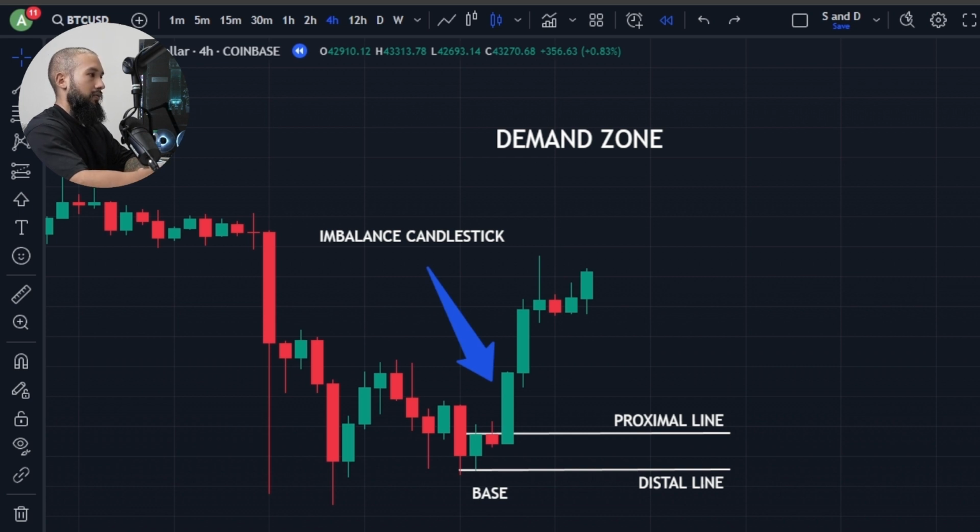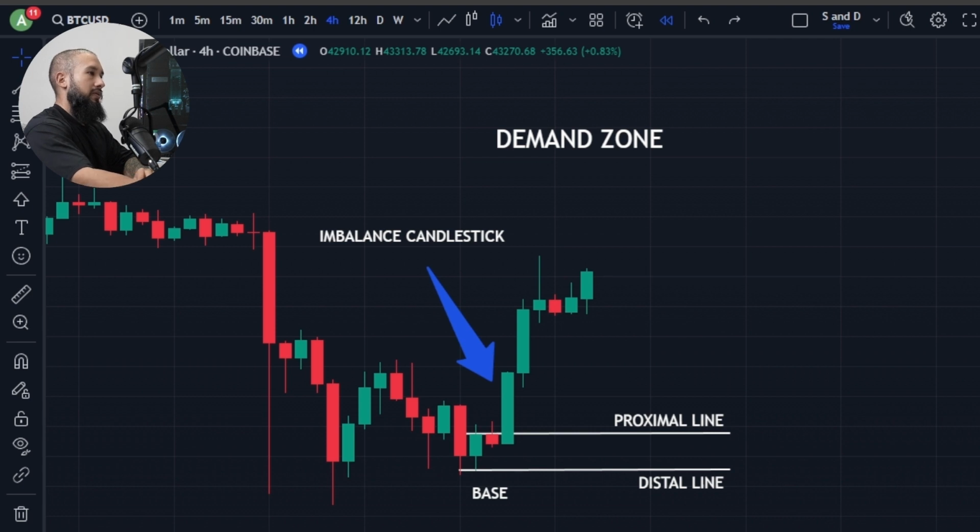Also, I want to make a note. You notice this time for our demand zone, the distal line is at the bottom, versus with our supply zone, it was at the top. And again, that's because the distal line is always going to be furthest away from price. In a demand zone, furthest away from price is always going to be at the bottom. And in a supply zone, furthest away from price is always going to be at the top. Same thing with the proximal line. The proximal line is always closest to current price, and that's why it's on top this time.